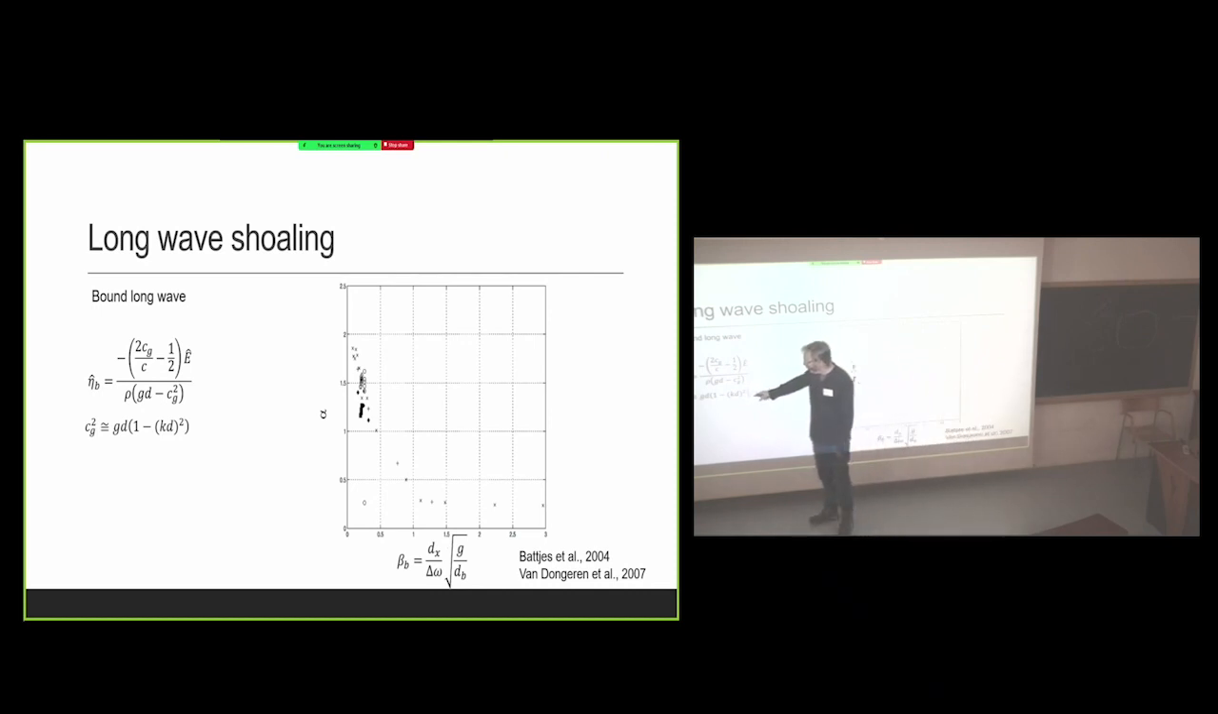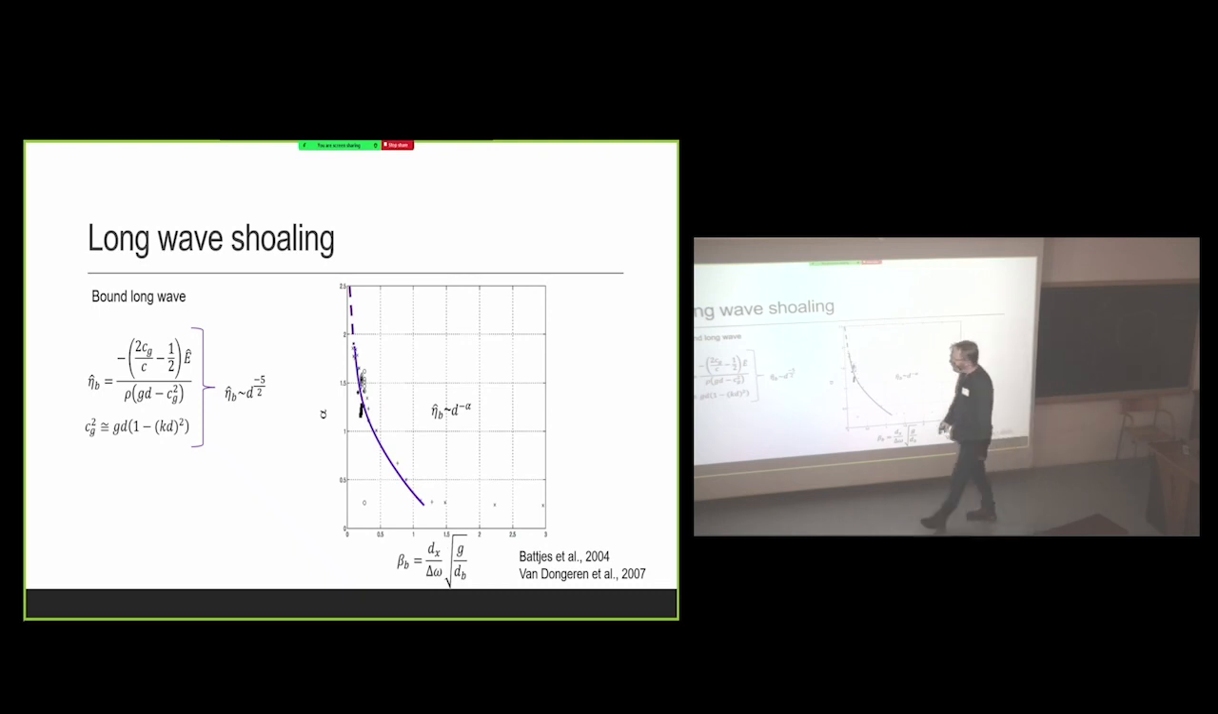If we're in relatively shallow water, we can approximate this group velocity as a function of the depth and kd. And if you substitute that, then you'll find that the amplitude of the bound long wave should be dependent on the water depth to the power of minus 2.5. So it's actually very sensitive to the water depth. So you expect it to grow fast if the depth decreases. Yeah?